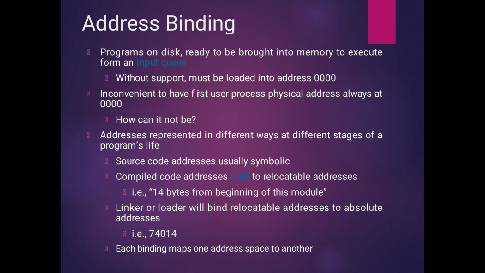The source code addresses are usually symbolic. Compiled code addresses bind to relocatable addresses, for example, 14 bytes from the beginning of this module. The linker and loader will bind relocatable addresses to absolute addresses, for example, 74014. So each binding maps one address space to another.